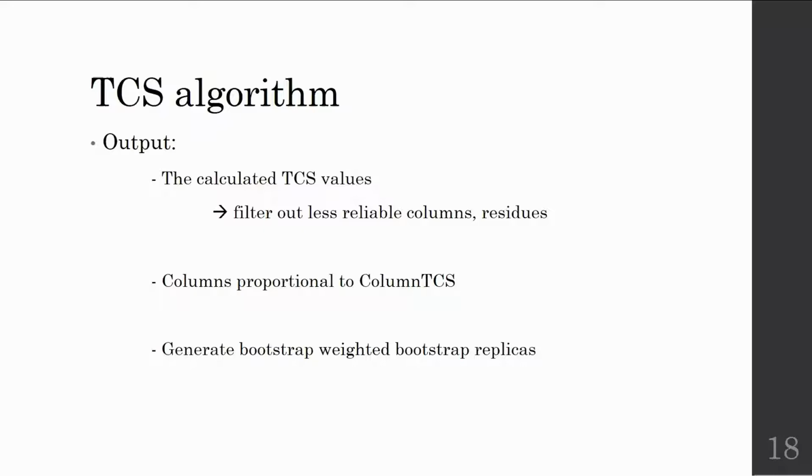You can also do it in a different manner by using the column TCS score, where you will do a weighted output, which is that you will multiply your columns proportional to your column TCS score. And a third manner is where you can generate 100 bootstrap replicates, but the 100 bootstrap replicates will also be based on the column TCS.